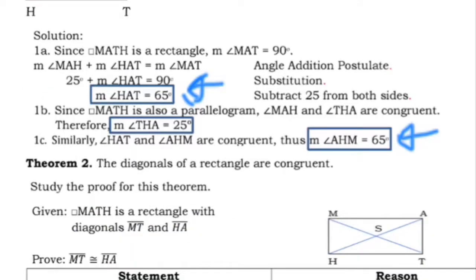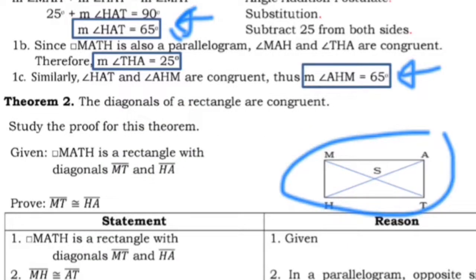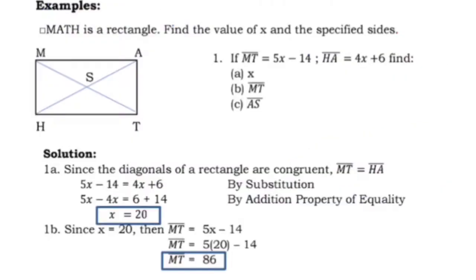Then let's have theorem number 2. The diagonals of a rectangle are congruent. If we have rectangle MATH here, we can say that line segment MT and line segment HA are congruent. Let's go directly to the example. Parallelogram MATH is a rectangle. Find the value of x and the specified sides.